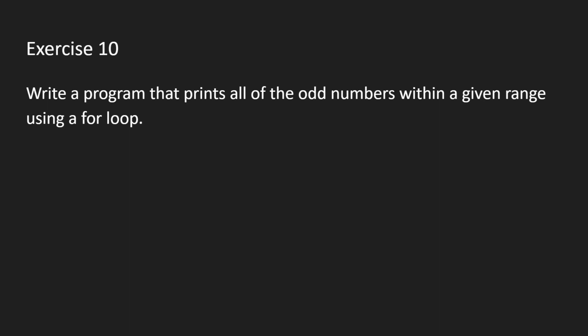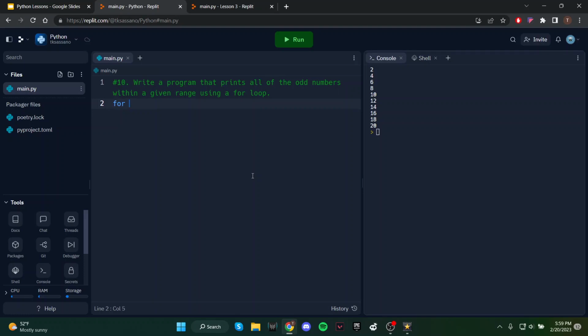Write a program that prints all of the odd numbers within a given range using a for loop. So we'll say for num in range, and let's just say it's 1 to 10. So we'll do 1, 11. We can use an if statement inside of this to check if it's odd. So if num mod 2 not equals 0, we'll print num. As you can see, we get 1, 3, 5, 7, 9.